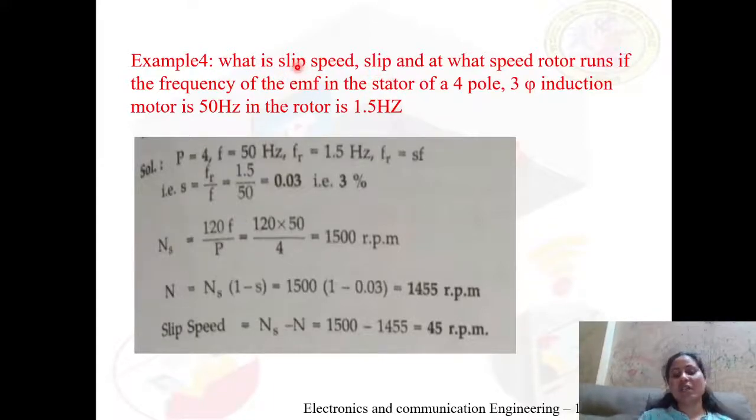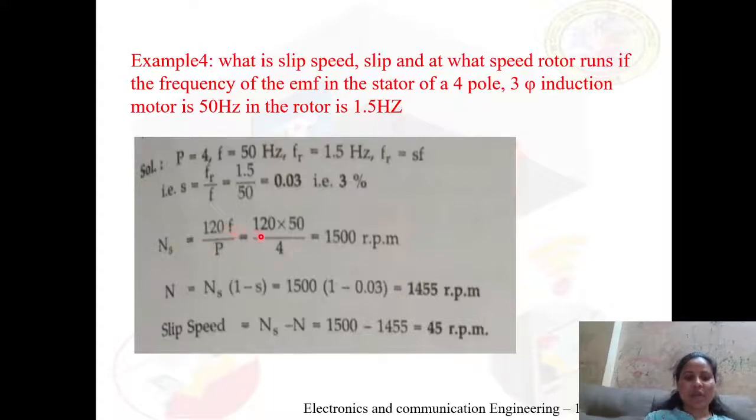Slip speed is Ns minus N and the slip is s, which is Ns minus N by Ns. Okay, so note down the number of poles as 4, frequency is f, and frequency of the rotor is fr, which is 1.5 Hz, and we get the value of slip from these two frequencies. So slip is equal to fr by f, which is 1.5 by 50, and we get the value of slip as 3%.